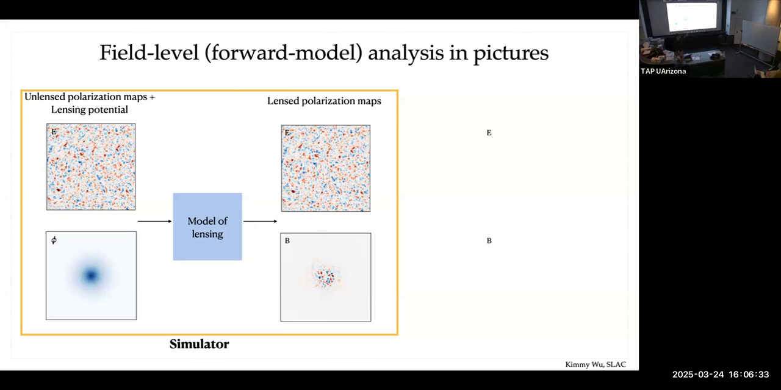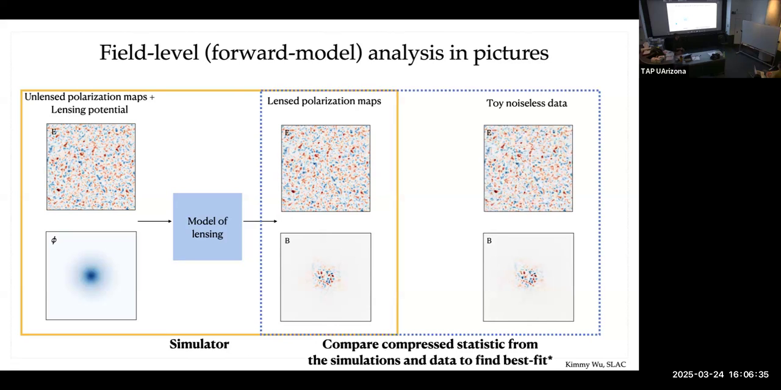Now, you have a simulator, then you have your analyzer. So you have some data, and in this example, it's just noiseless data, right? Very simple. What we compare is a compressed statistic from these two sets. Run many simulations, compute this compressed statistic, do that once on data, and essentially you find the sets of simulations that have matching compressed statistics between simulations and data, and find the best fit parameters.